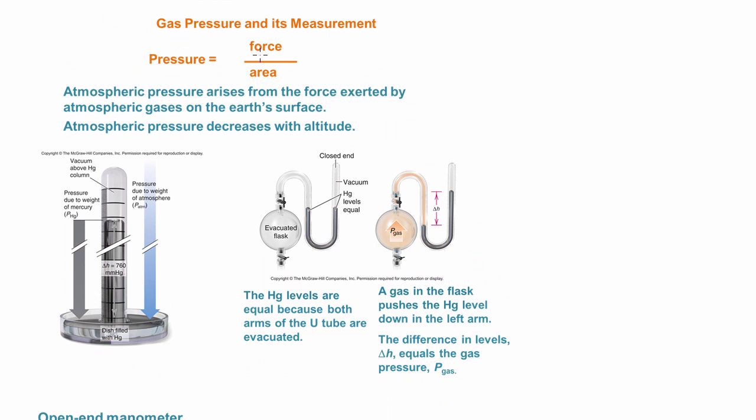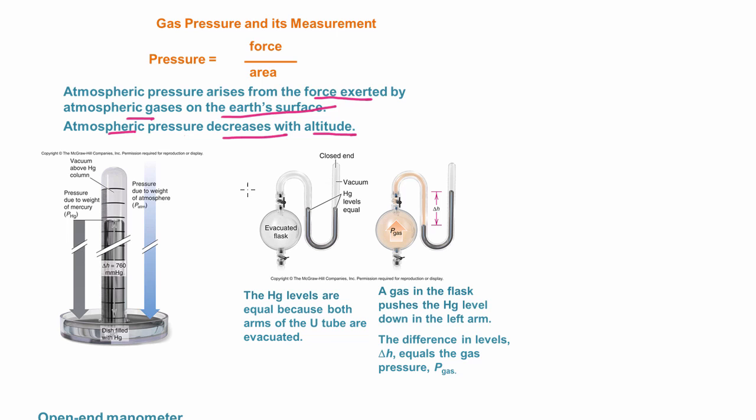Pressure is equal to the force per unit area, and we know that atmospheric pressure arises because of the force exerted by the atmospheric gases on the surface of the Earth. We also know that atmospheric pressure will decrease with increasing altitude.